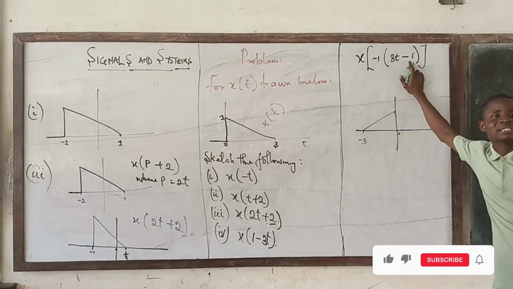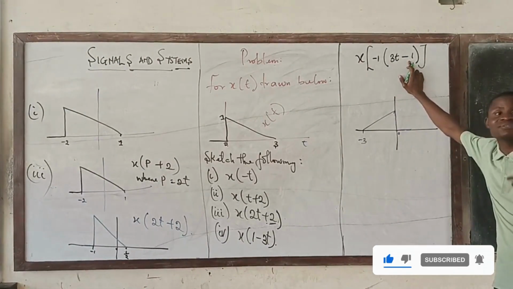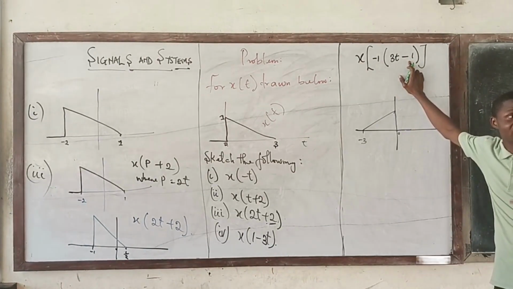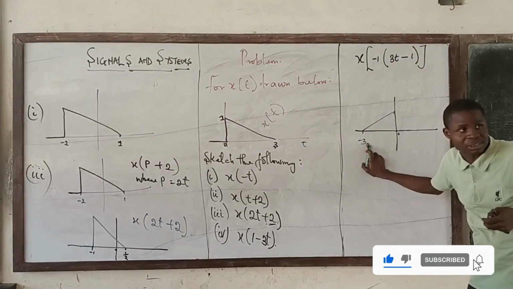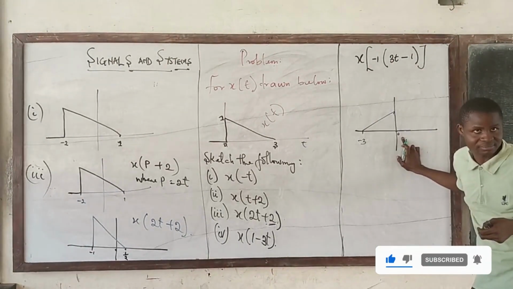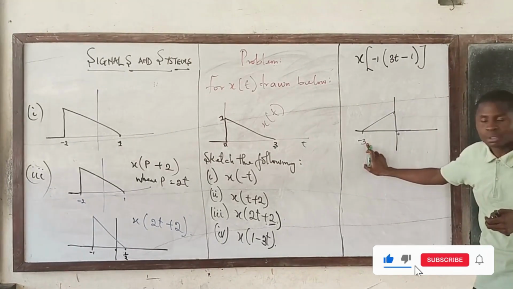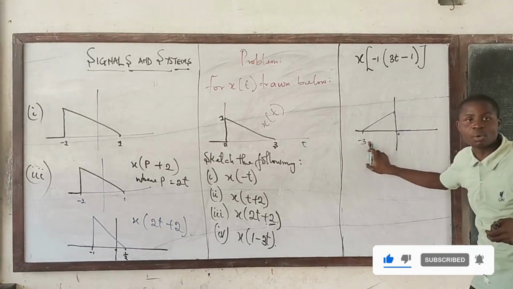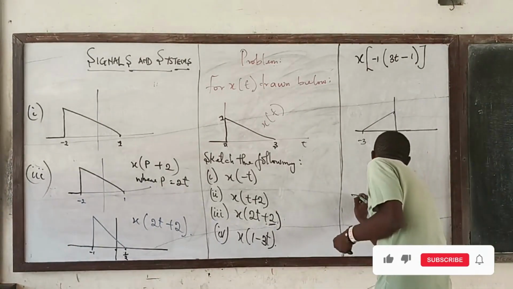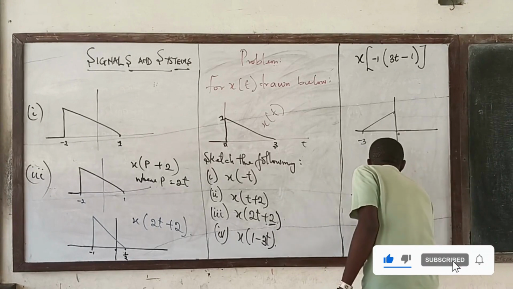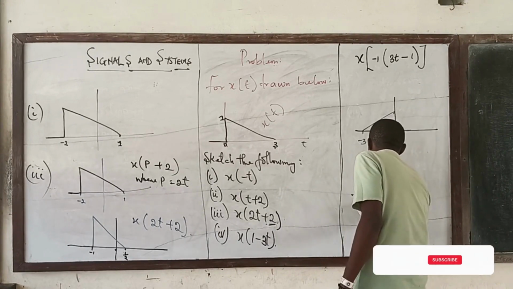Next, I need to do time shifting. In this case, time shifting is actually delaying. So that means I need to add 1 to this and add 1 to this. Minus 3 plus 1 is minus 2. 0 plus 1 is 1. So I need to have another point here, which is 1, then I have minus 2.